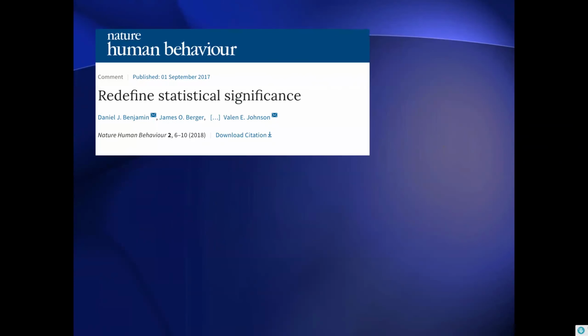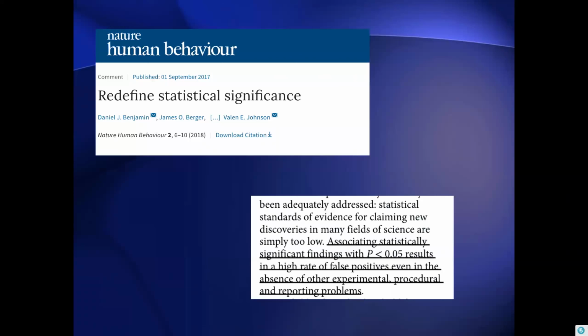There's quite a significant paper in my view where a number of authors, and this is gaining traction across a number of fields in healthcare, have sought to redefine the statistical significance value from a 0.05 value down to a 0.005 value. What difference would that make to the healthcare literature and to the effects of the treatments we have? One of the conclusions in this paper is that associating statistically significant findings with a p-value of less than 0.05 results in a high rate of false positives, even in the absence of other experimental procedure and reporting problems.